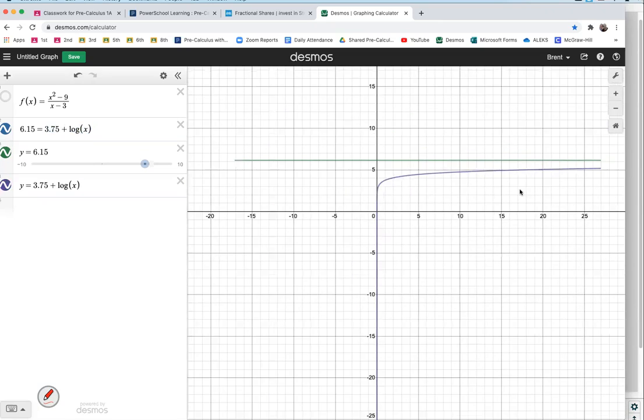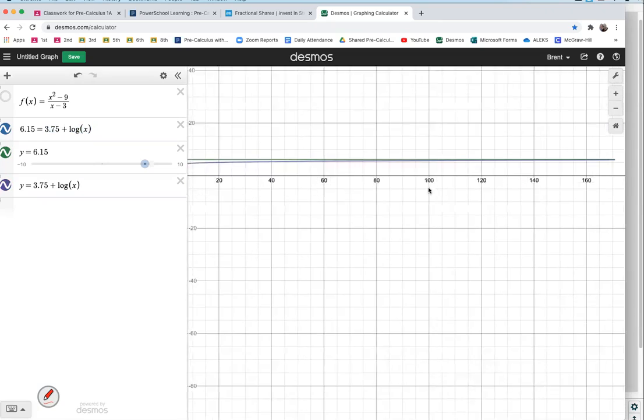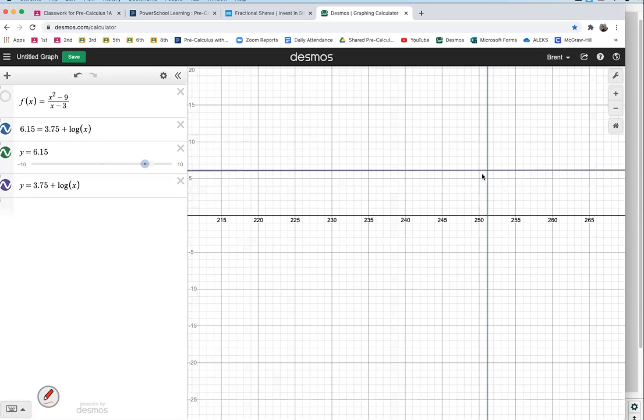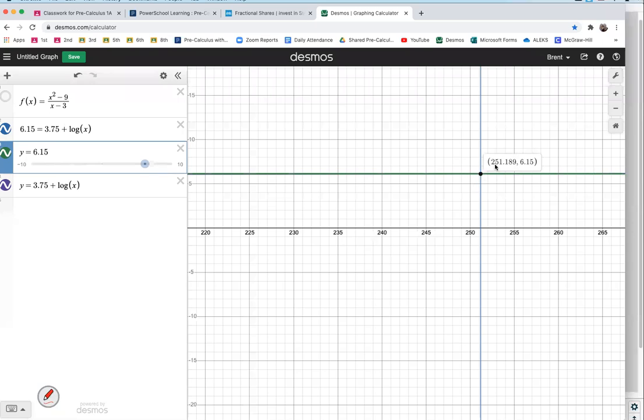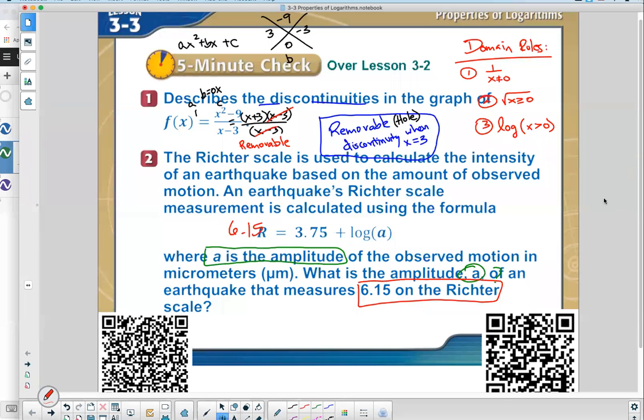And then you would look for where these two intersect each other. Now they should all intersect at the same spot because that should be your answer. So if I scroll out, this is the intersection right there. That would be our solution. A would have to equal 251.189 in micrometers.